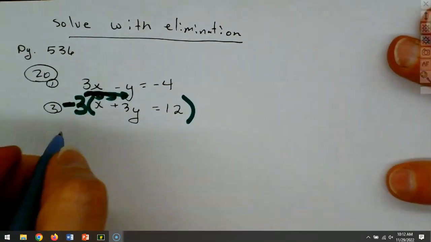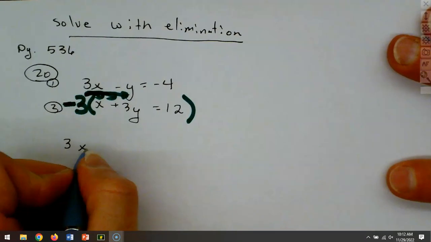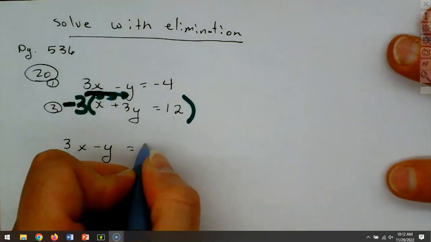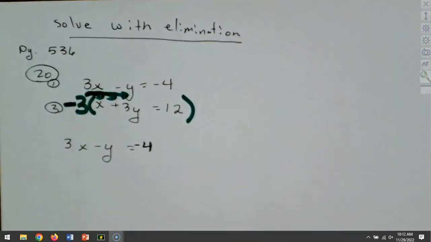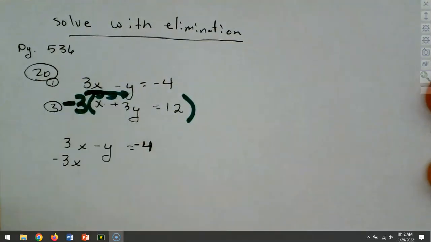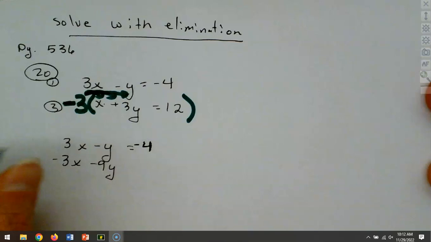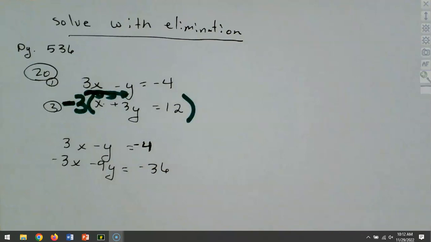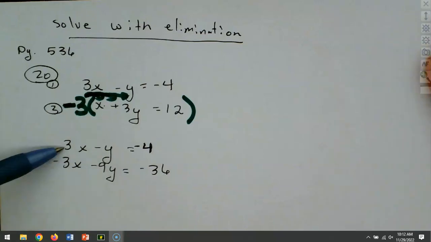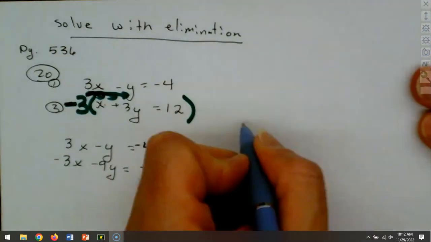So the top equation stays the same. The top equation is still 3x minus y equals a minus 4. Make sure I copied it correctly. Yep, negative 4 there. And the second equation, when I distribute through, is going to be a minus 3x, right? Minus 3 times 3, that makes it a minus 9y. And minus 3 times 12, well, that's a minus 36, isn't it? Now, when I add down, what's going to happen? When I add down, look at these x's. Are they the same? Yes. So they're going to go away. And we are going to eliminate the x.